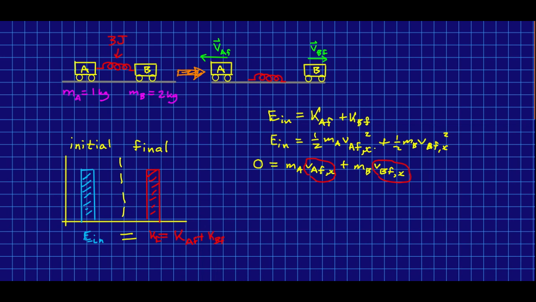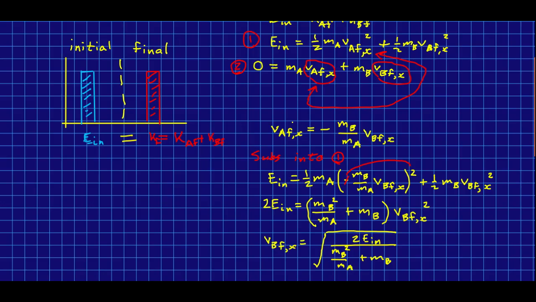So I'm going to suggest that you should solve for VAFX and substitute that into the other equation and then solve for VBFX. And so pause the video, and when you come back, I'll have done the algebra too. So there it is with the algebra all done. I've solved for VAFX. I've substituted that into the conservation of energy.